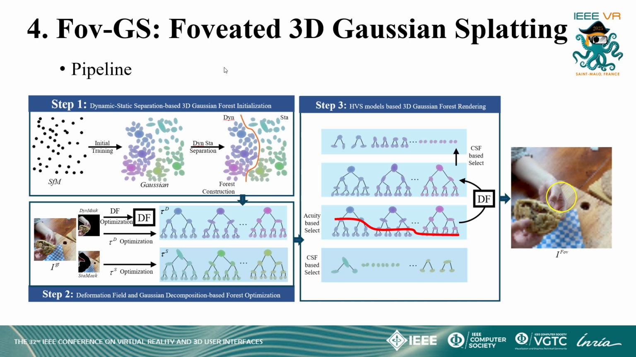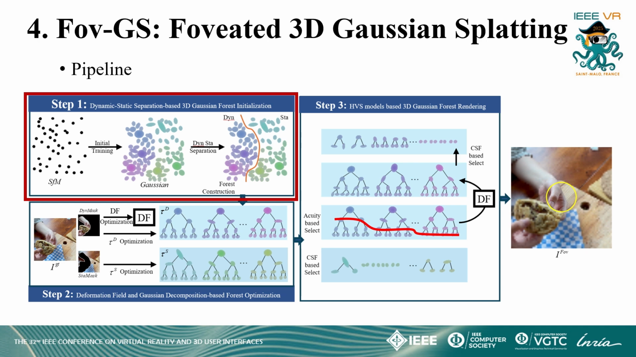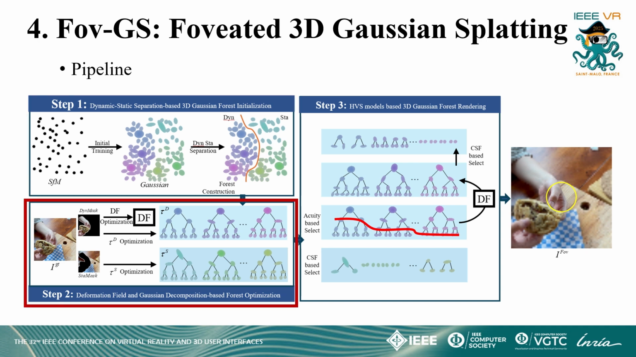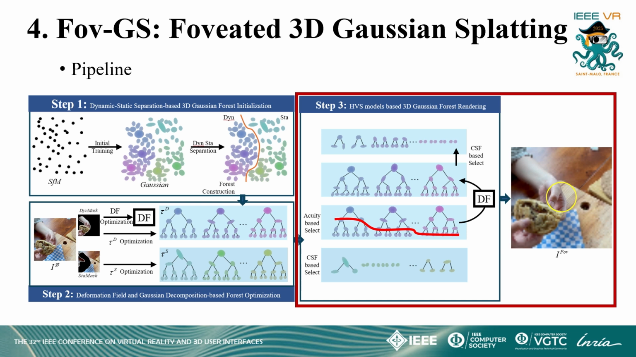There are 3 steps. Step 1 is dynamic static separation-based 3D Gaussian forest initialization. Step 2 is deformation field and Gaussian decomposition-based 3D Gaussian forest optimization. Step 3 is HVS models-based 3D Gaussian forest rendering.